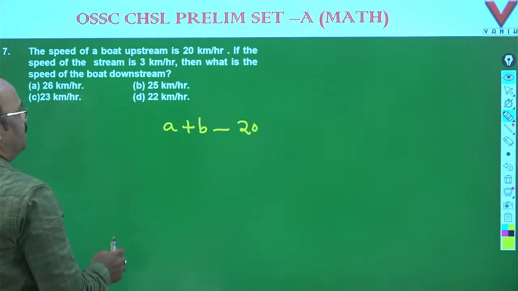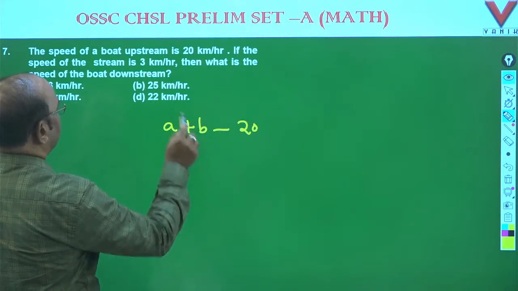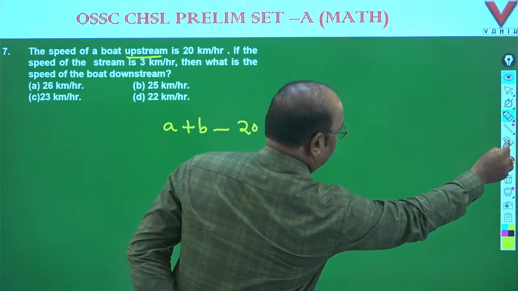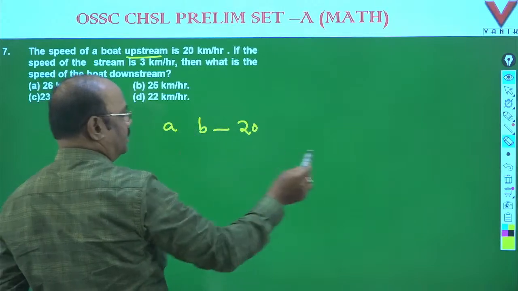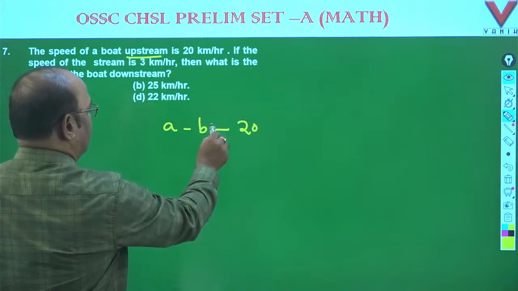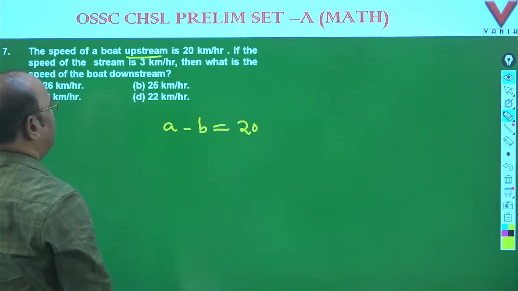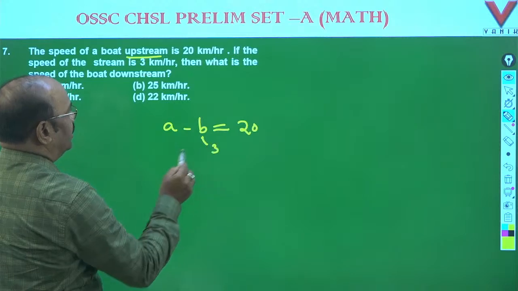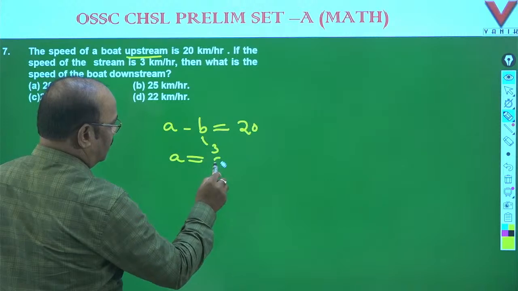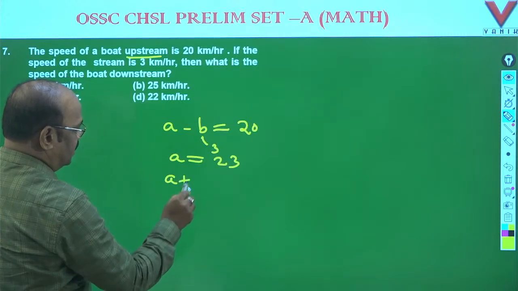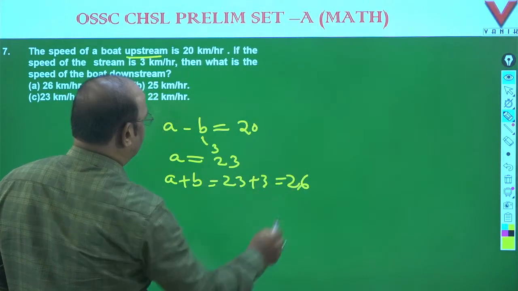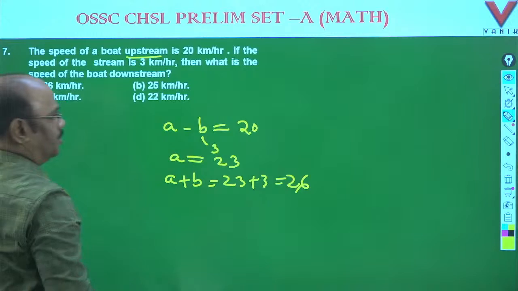The speed of upstream is given, so that should be A minus B, which is 20. A plus B is the downstream speed. The speed of the stream is 3 km per hour, so B is 3. Then A is 23, and downstream speed A plus B is 23 plus 3, which becomes 26 km per hour. The option is the first option.